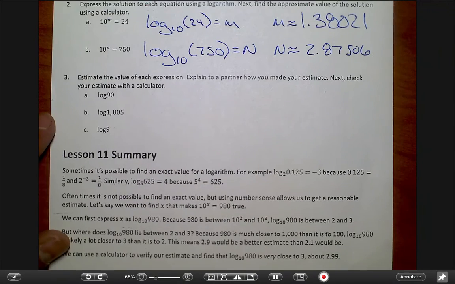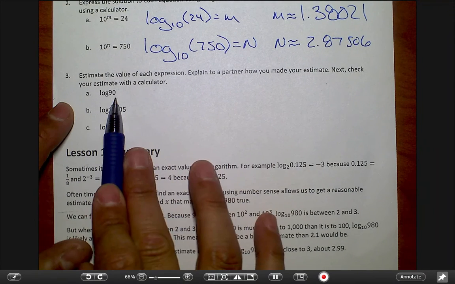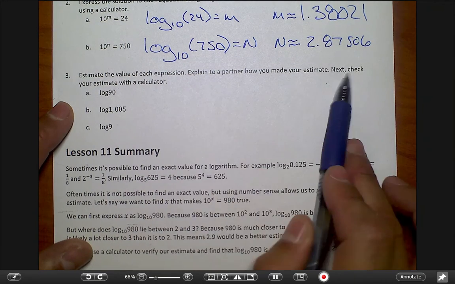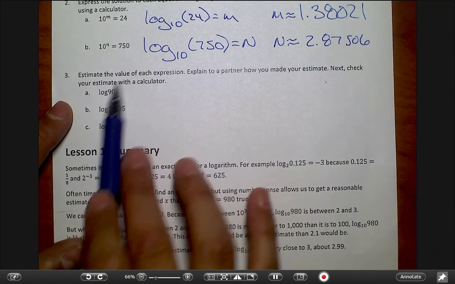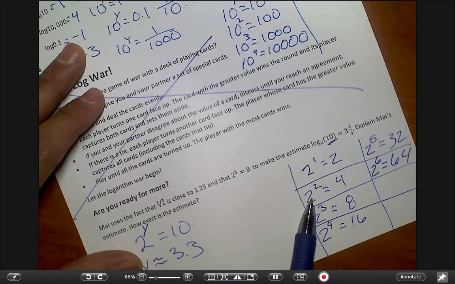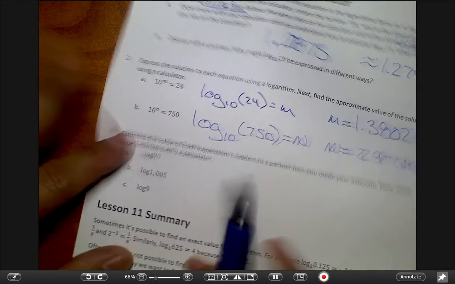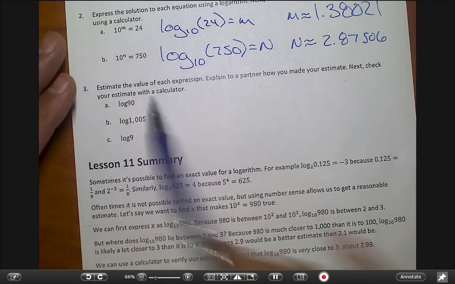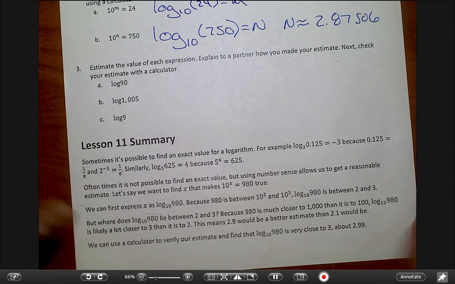All right, so let's take a look at these next ones. Next one's right here. Estimate each value expression and explain how. So now, I would like for you to do the estimate like we did back over here on this problem, without doing it directly in the calculator. So give me an estimate and show your work just like we did on the previous example.